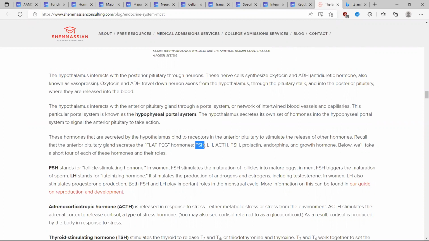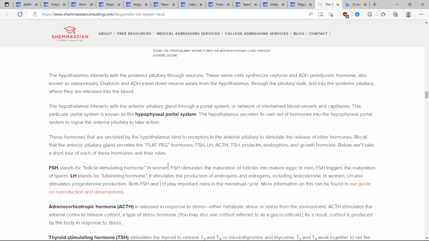FSH, which is follicle stimulating hormone; LH, which is luteinizing hormone; ACTH, which is adrenocorticotropic hormone; TSH, which is thyroid stimulating hormone; prolactin, endorphins, and growth hormone. So the mnemonic that is very common for this is called FLATPEG. Those are the hormones secreted by the anterior pituitary. So what do these guys actually do?